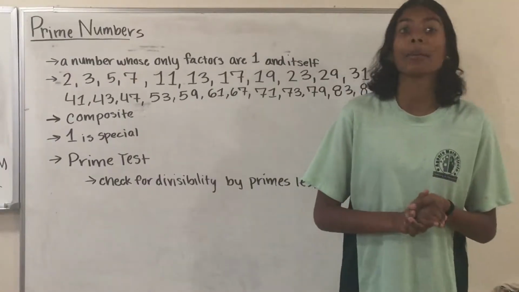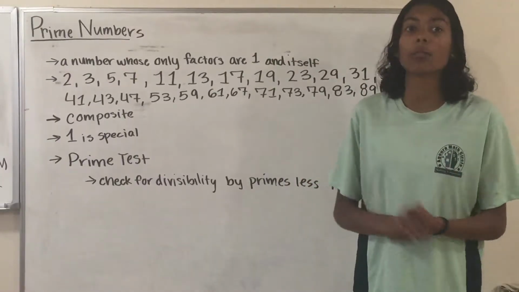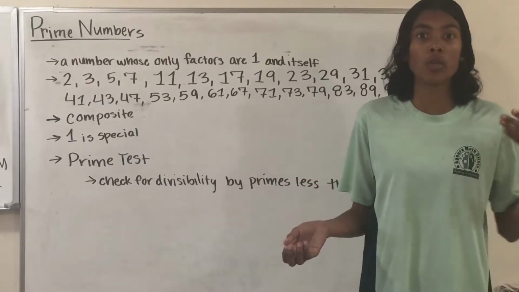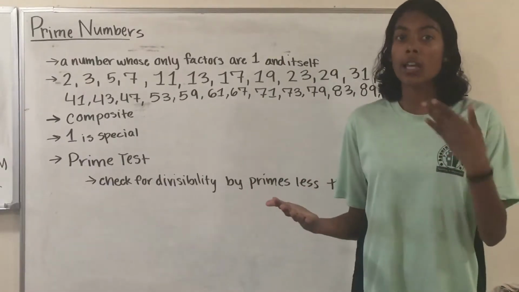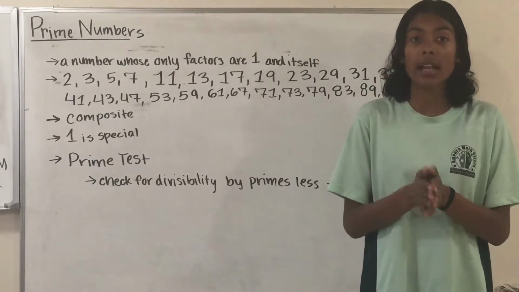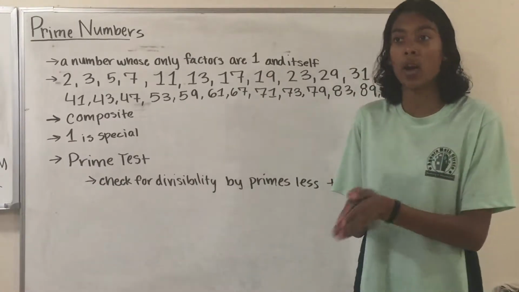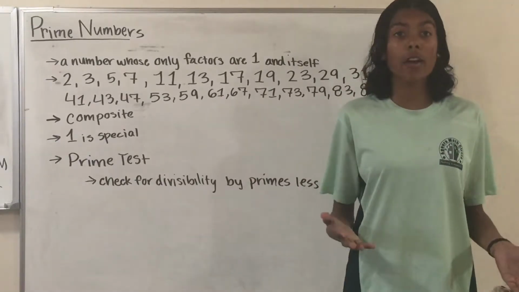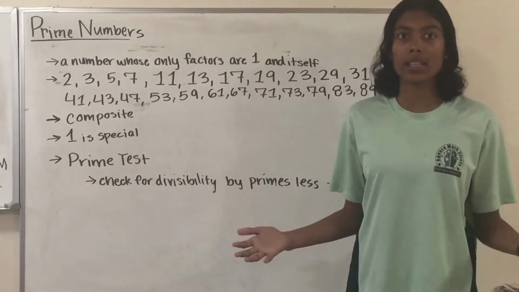So our second topic of today is prime numbers. And a prime number is a special type of number whose factors are only one and itself. And just a quick review, factors are anything that can divide a number that you have. So we have 25 prime numbers less than the number 100.